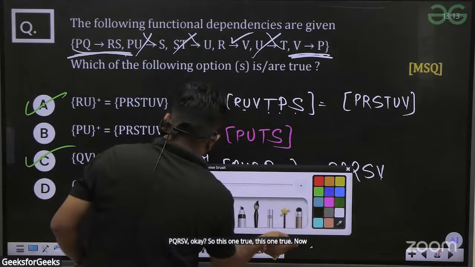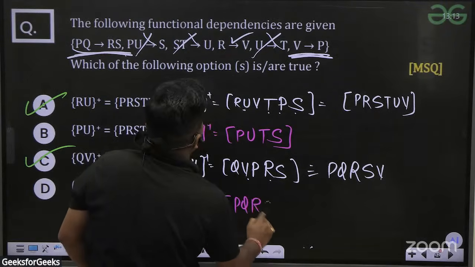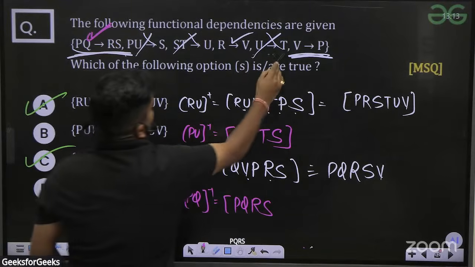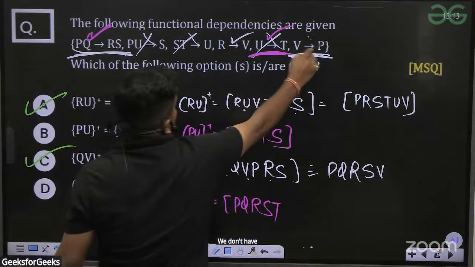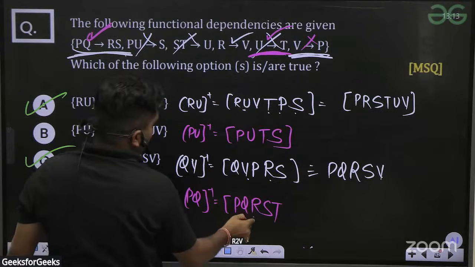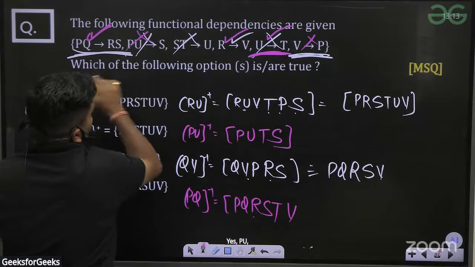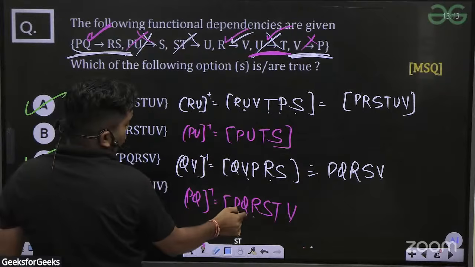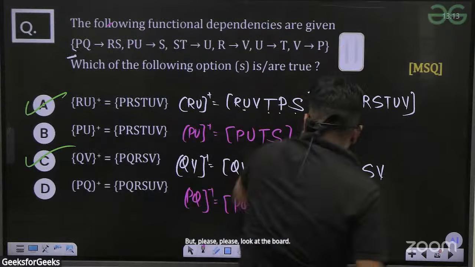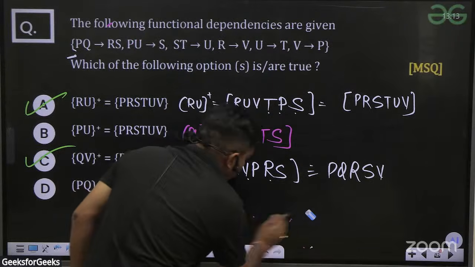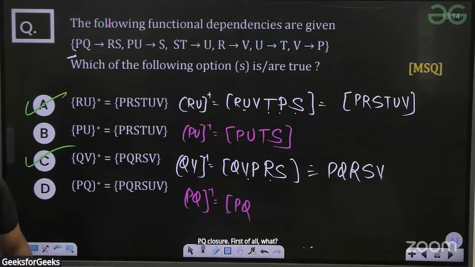Now check for PQ. What happened with PQ? PQRS, and from U you are getting T. We don't have V. R to V, only R to V. Yes. PU, we don't have U. ST to U. Please look at the board. PQ closure. First of all, what? Beta, don't talk, please. PQ closure.